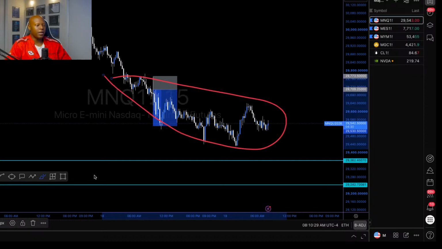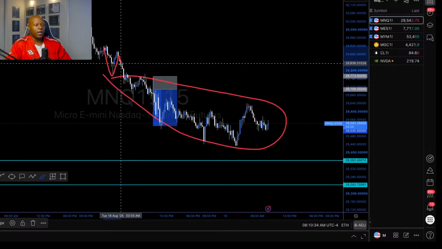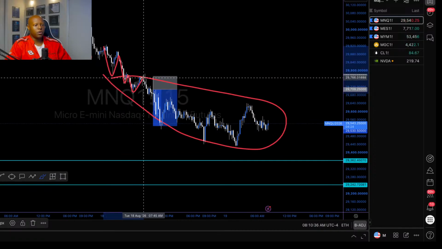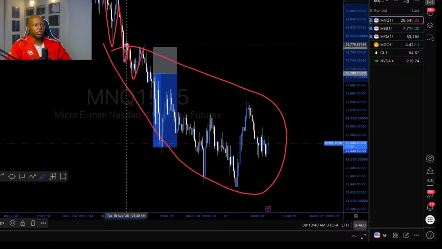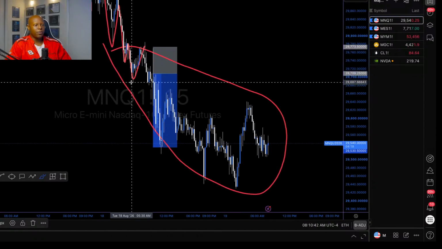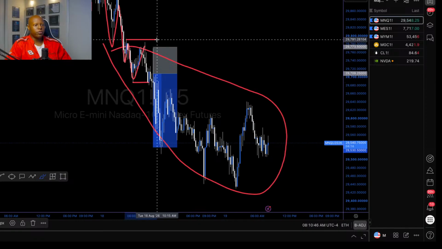So let's talk about it, right? Price had created this low. A lower high, a lower low, lower high, lower low, lower high. This is where we were at yesterday. We were in that bearish market structure. And I told you guys that it was more likely that we break through this low than it would be for us to break through that key high.